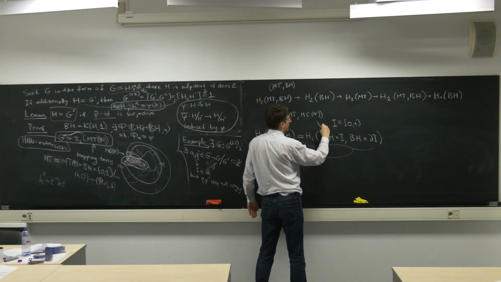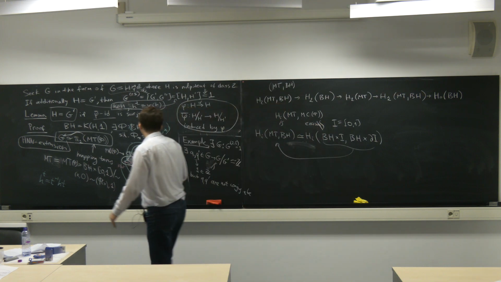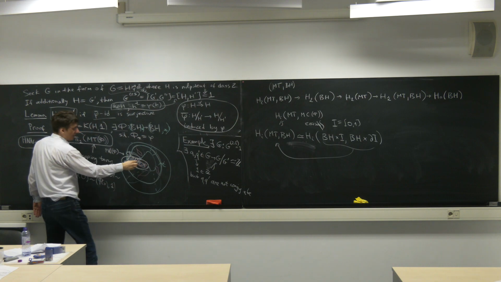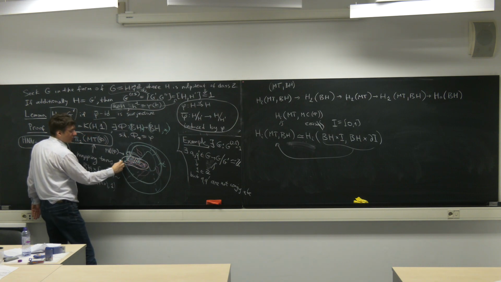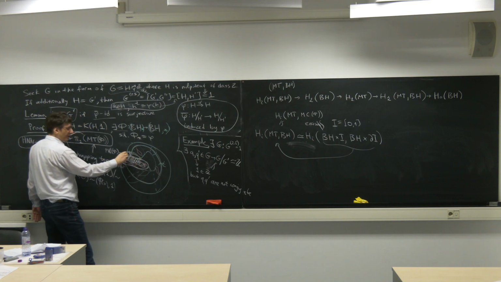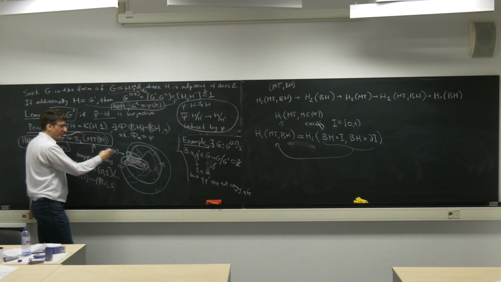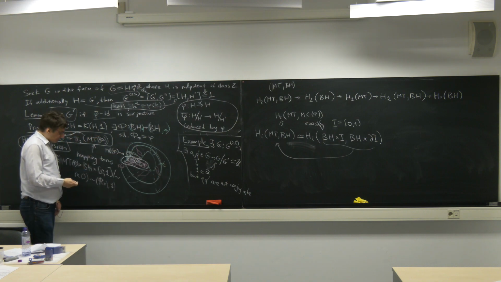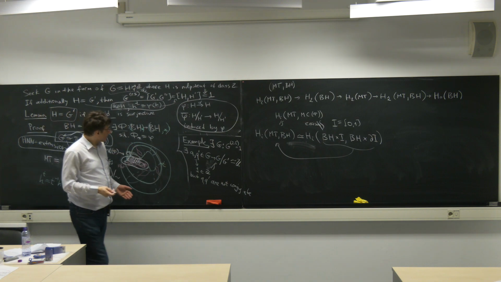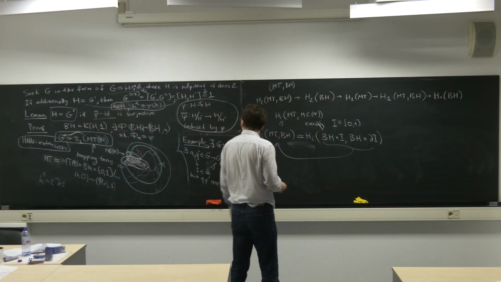Now this is the same as this by usual excision, because here at the bottom you have a copy of BH, here at the top you have a copy of BH, and between them you have a copy of BH cross I. So this is usual excision.